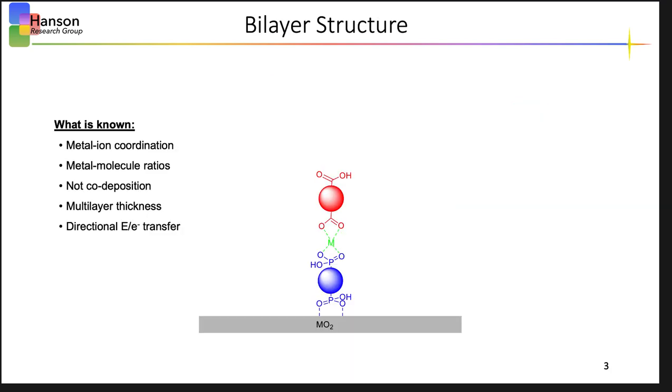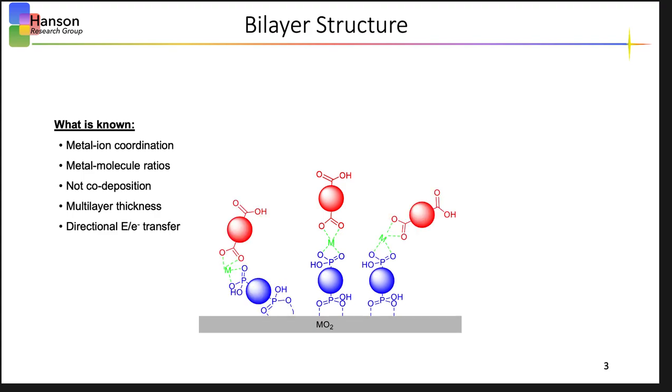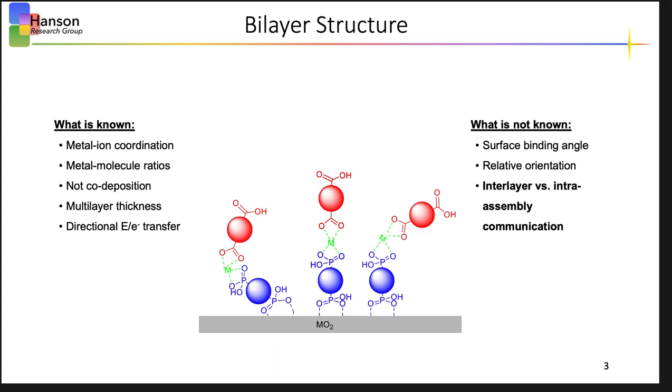Much is already known about the metal-ion-linked bilayers, but because the assemblies aren't in a rigid environment, some motion and reorientation is expected. So we still don't actually know the surface binding angle or relative orientation. Additionally, with this study in particular, we set out to understand whether interlayer or intra-assembly communication was predominant.